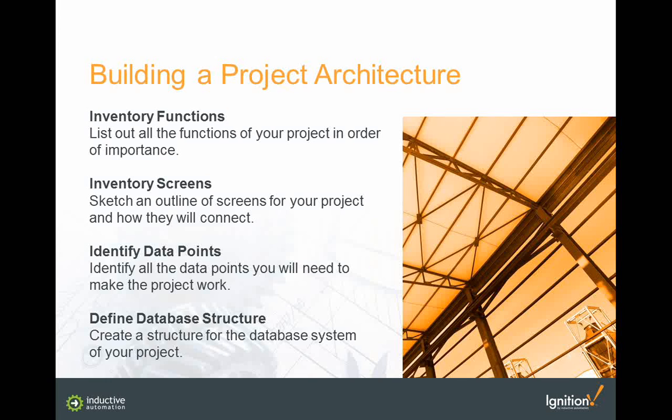Once you have asked these questions, it's now up to you to start building a project architecture. This architecture is another important step. You need to first lay out the inventory functions. Basically list out all the functions that your project needs to do in order of importance. That way you get a good, clear picture of what's going on. So really this project architecture is like a blueprint for your project. It's an inventory of all the pieces of the structure and how they fit together.